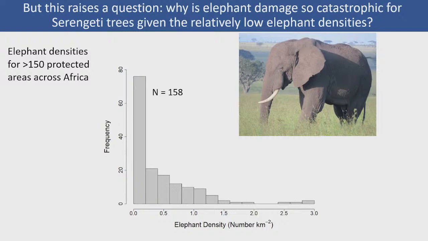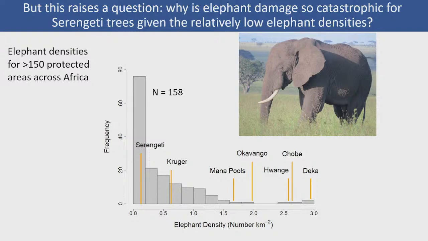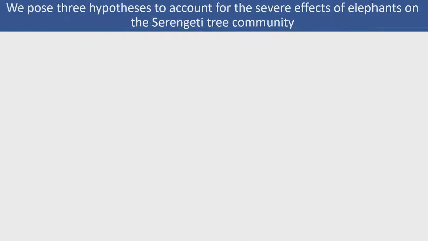How is it, with such a pathetic density of elephants, that they have such catastrophic effects? If you look across a histogram of elephant densities in Africa, shown here, Serengeti's way down here. It's kind of in this meager elephant density. So even with the increasing numbers, the density is only about 0.28 elephants per square kilometer. So how do we explain this?